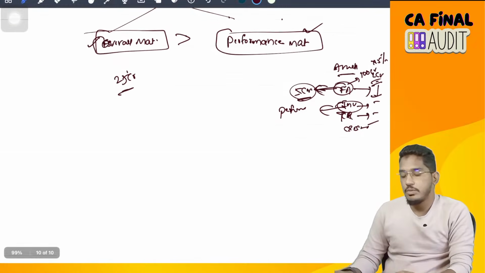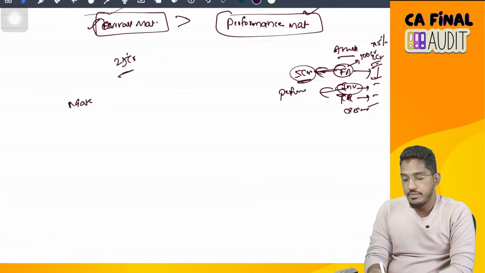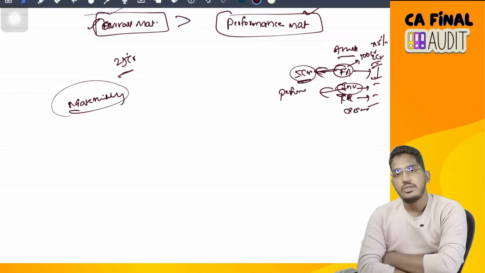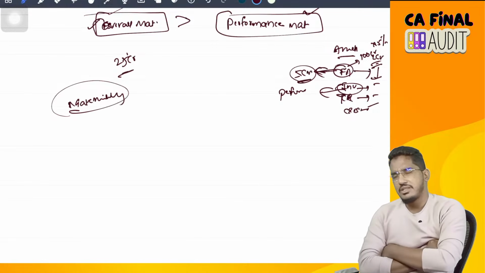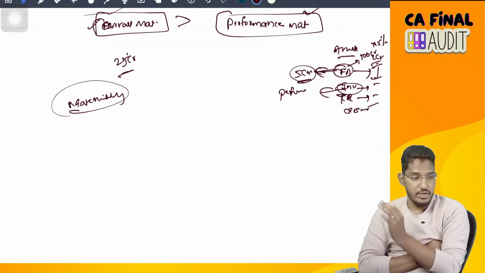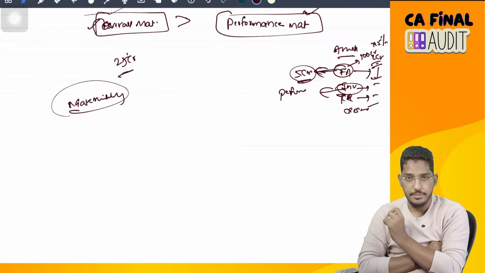A few more things to talk about materiality. Generally, at the initial planning phase, we decide the materiality level. Whatever materiality fixation, approach and calculation I have told you till now, we generally do at the planning stage itself. We decide the materiality at the planning stage of the audit.